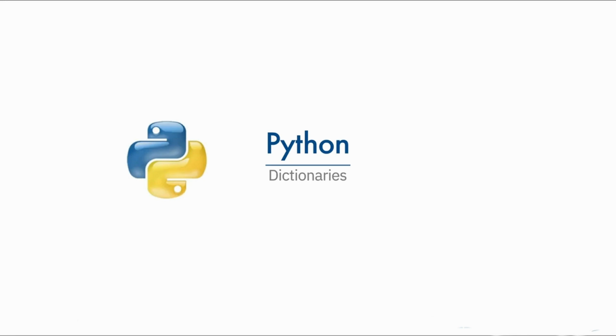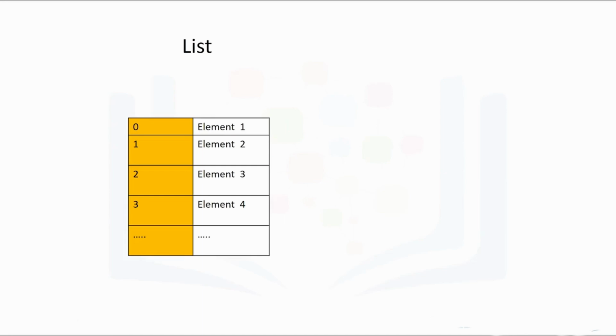Let's cover dictionaries in Python. Dictionaries are a type of collection in Python. If you recall, a list has integer indexes. These are like addresses. A list also has elements.